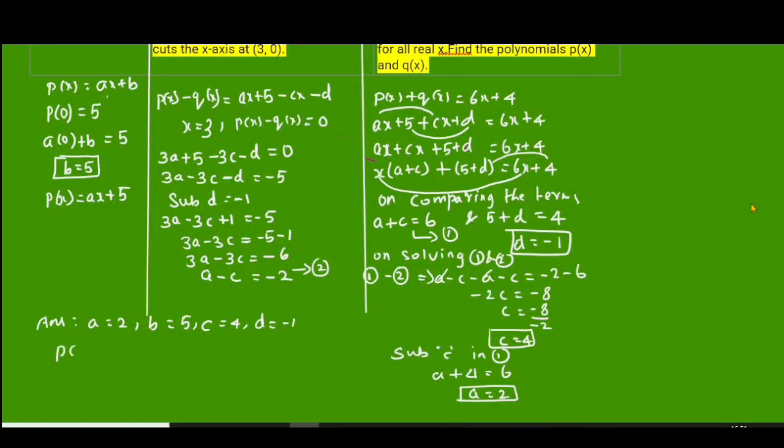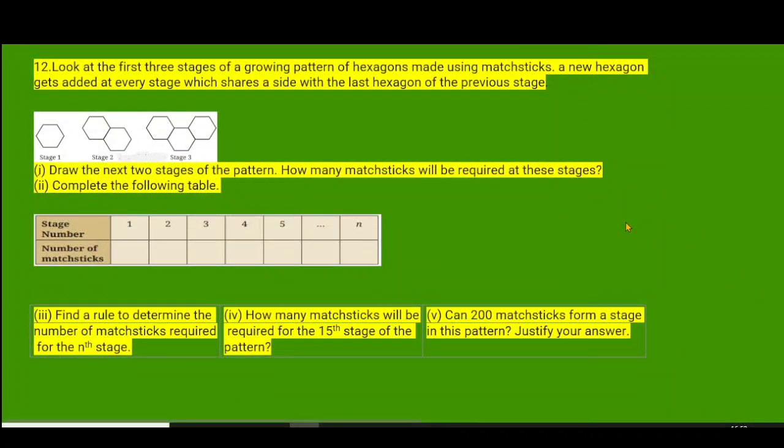So what's our p of x? Ax plus b, so 2x plus 5. What's our q of x? Q of x is equal to cx plus d, so 4x minus 1. So these are the two polynomials. P of x is 2x plus 5 and q of x is 4x minus 1. These are the two required polynomials. Yes. Now look at the next question.